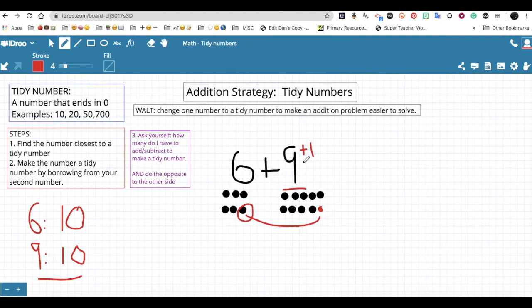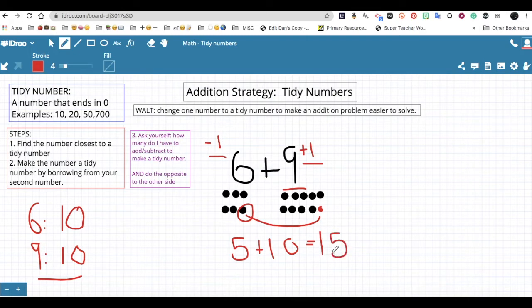So if we do plus 1 on this side, what do we have to do on this side? We have to take away 1. So we always do the opposite. So now we have our new problem. 6 minus 1 is 5. And 9 plus 1, we know that's our tidy number. That is 10. 5 plus 10 is 15.